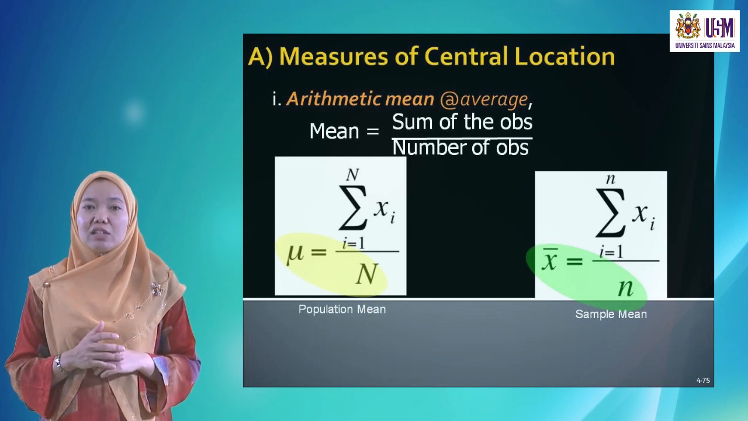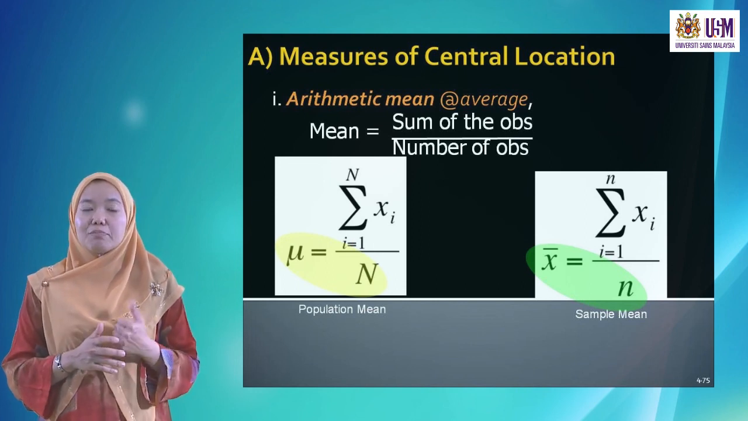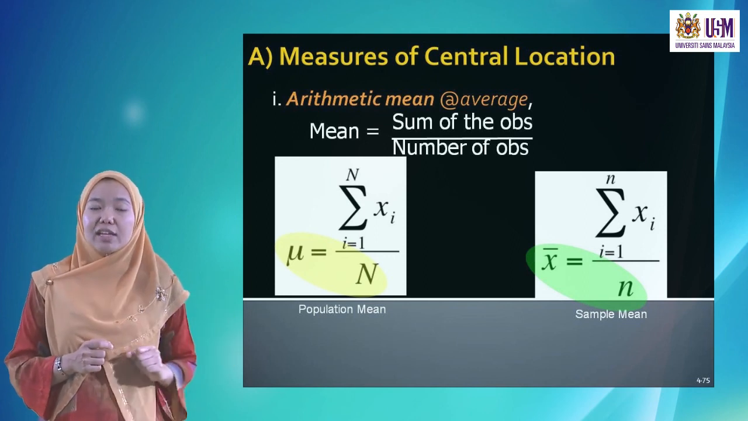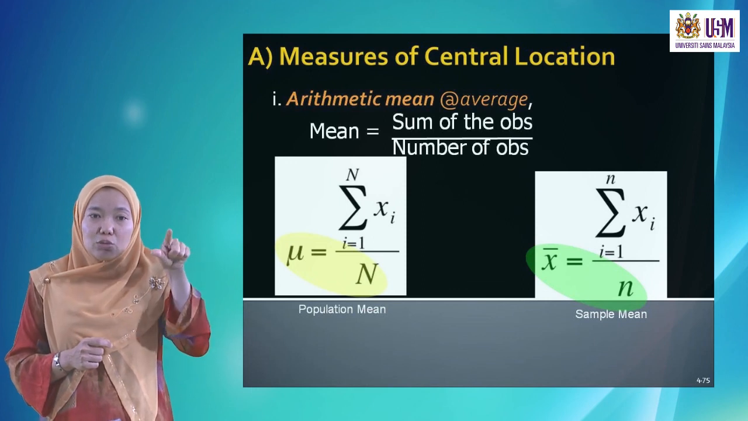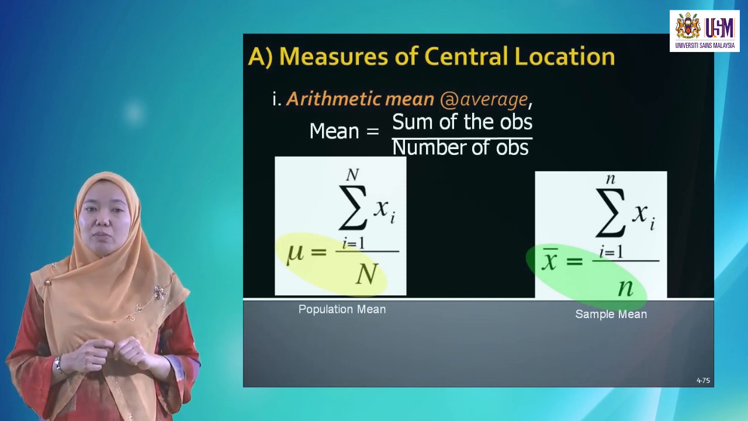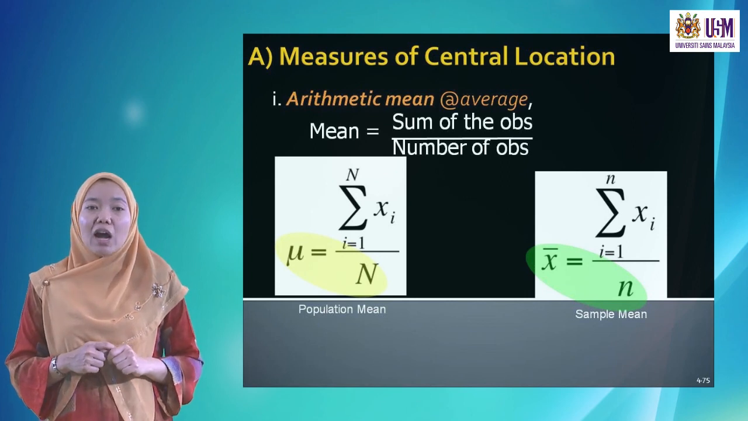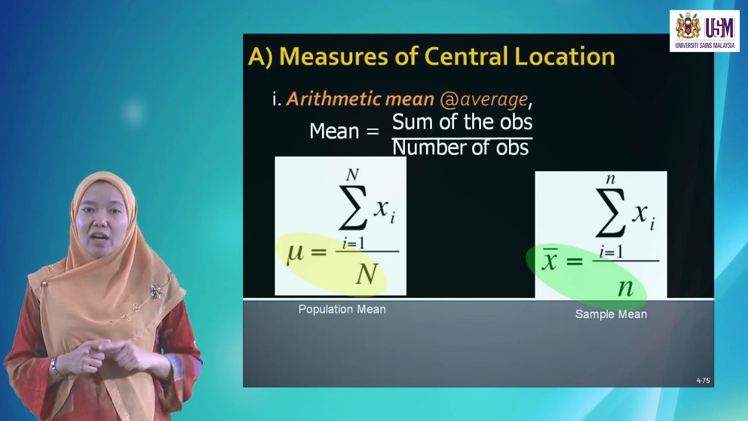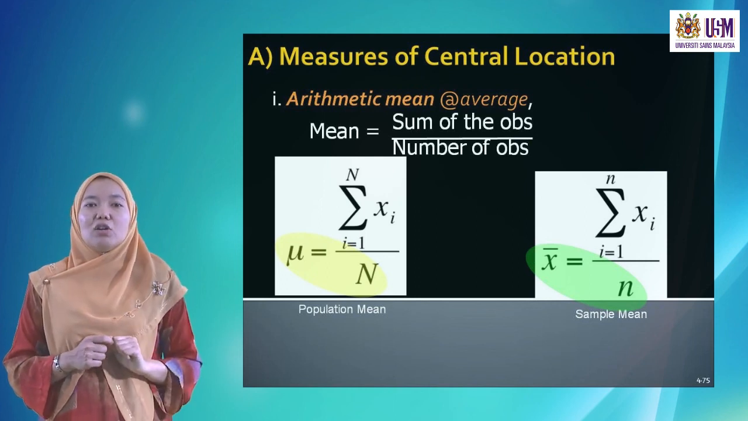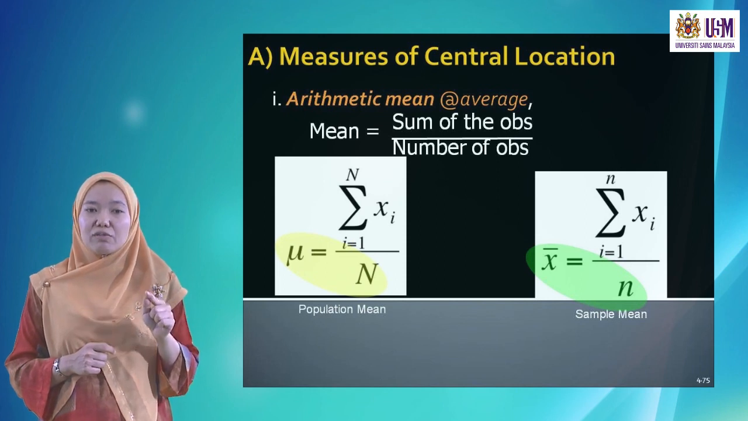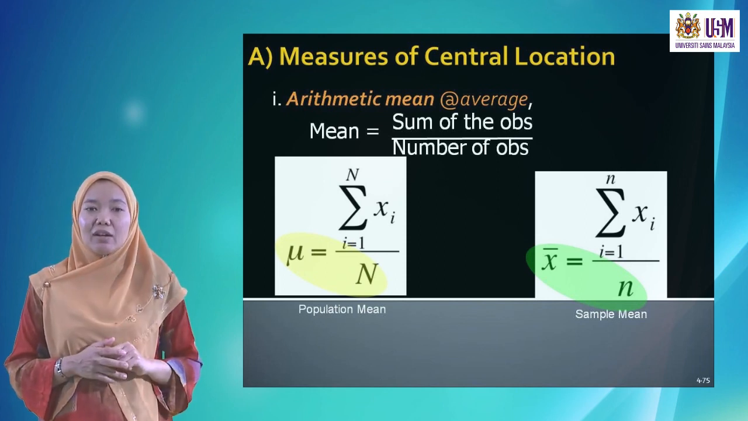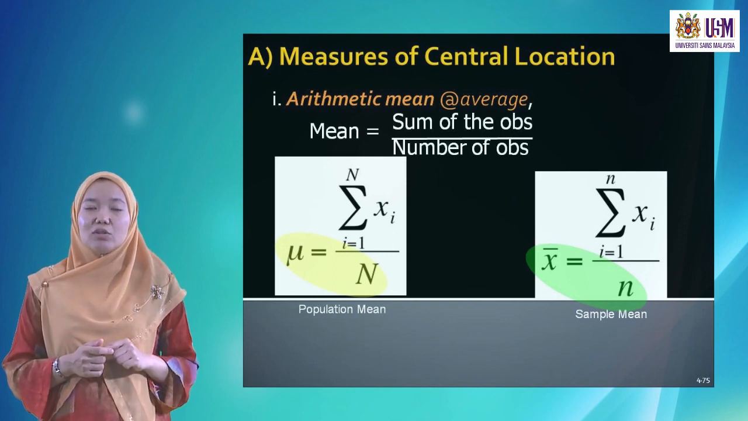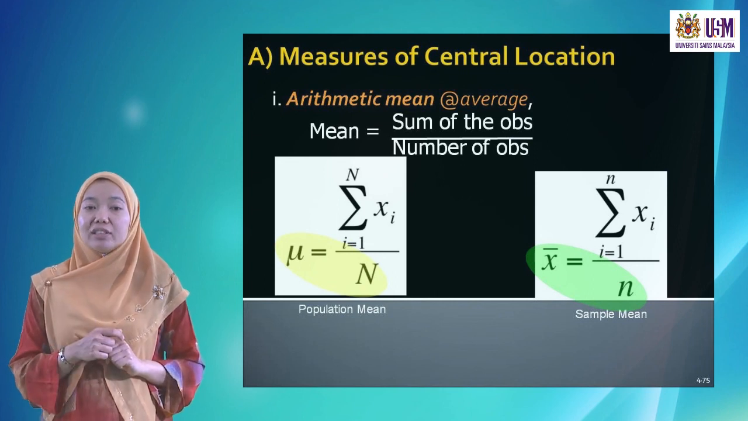Mathematically, we need to write this using a formula. So the mean for a population uses the symbol mu. On the left-hand side, that u with a tail is what we call mu, a Greek symbol. How do you calculate the mean for a population? You take all the observations and add them up, so you have the sigma there, from i equals 1 up to N, the last observation. Take the value of x sub i, add it up, and divide by the total number of observations, which is capital N.